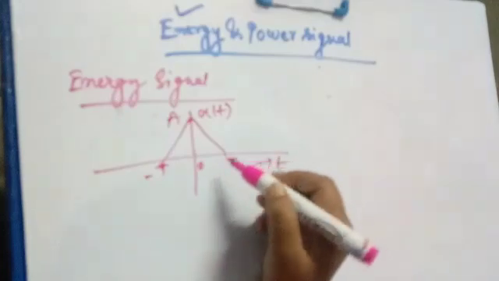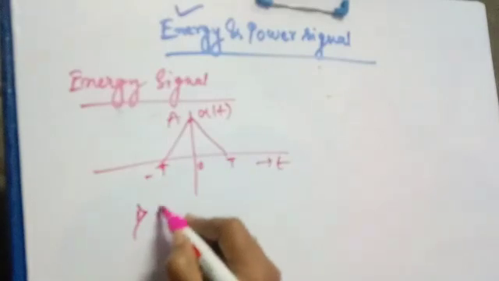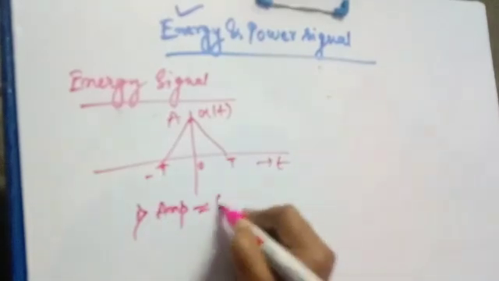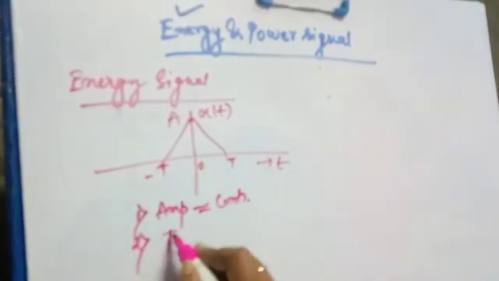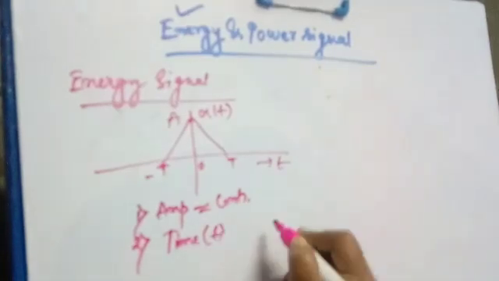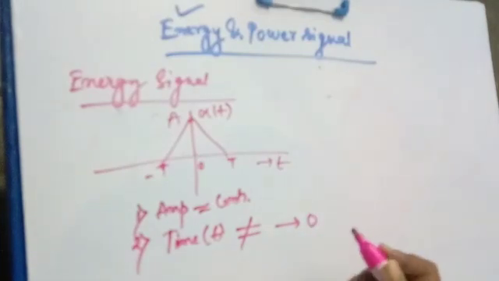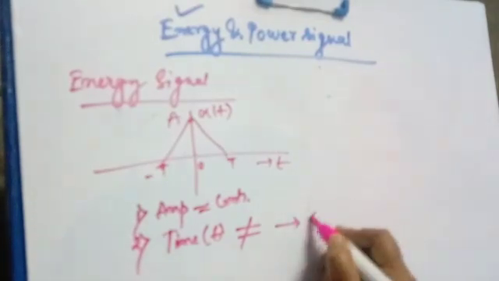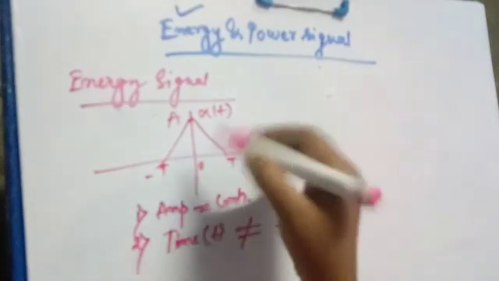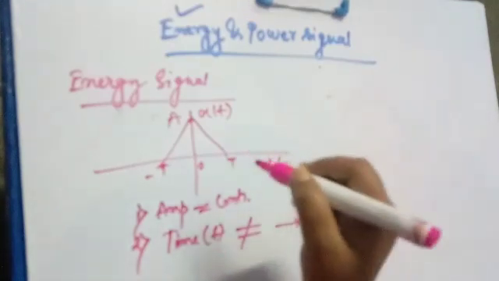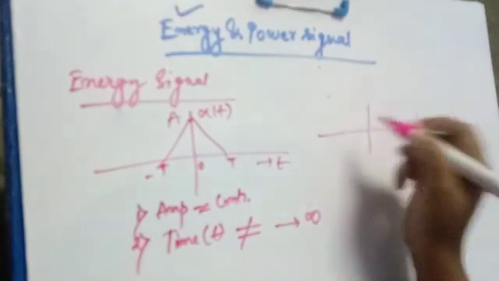So in this case, as these two conditions are satisfied, that means the first condition is its amplitude is constant, and time should not tend to infinity. So these two conditions are satisfied here, hence it is an energy signal. Another type of energy signal is like this.